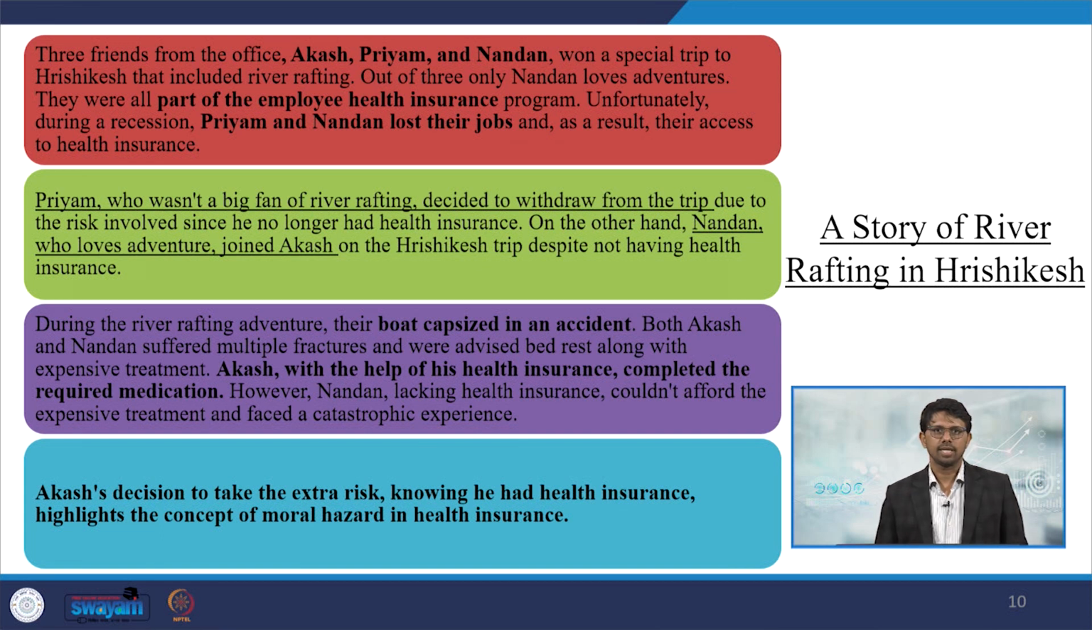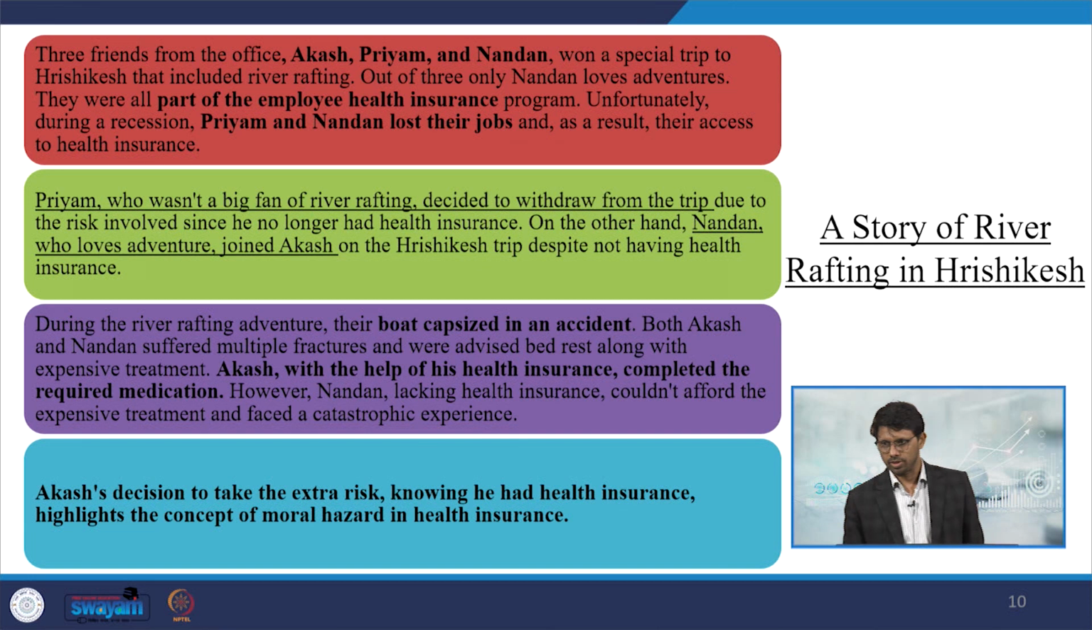Akash, with the help of his health insurance, completed the required medication. However, Nandan lacks that insurance, as I already told, due to the recession and job loss. He could not afford the expensive treatment and faced a catastrophic expenditure. Hence, in this context, given this paragraph through these three friends, what we have seen is that whoever has opted for the insurance has actually utilized it. Akash decided to take the extra risk, knowing that he would be covered. This highlights the concept of moral hazard, which we have discussed.